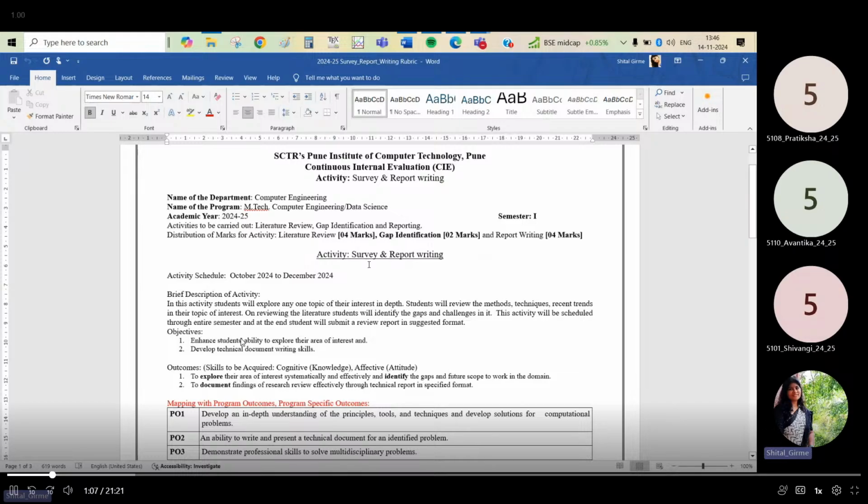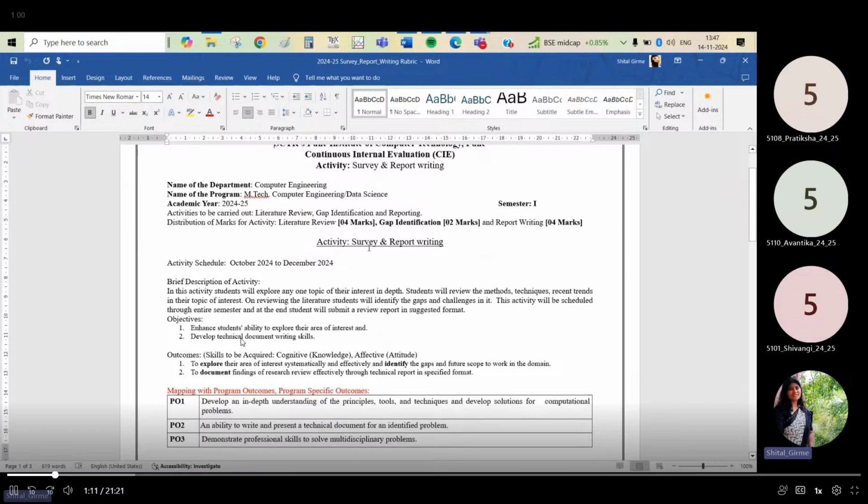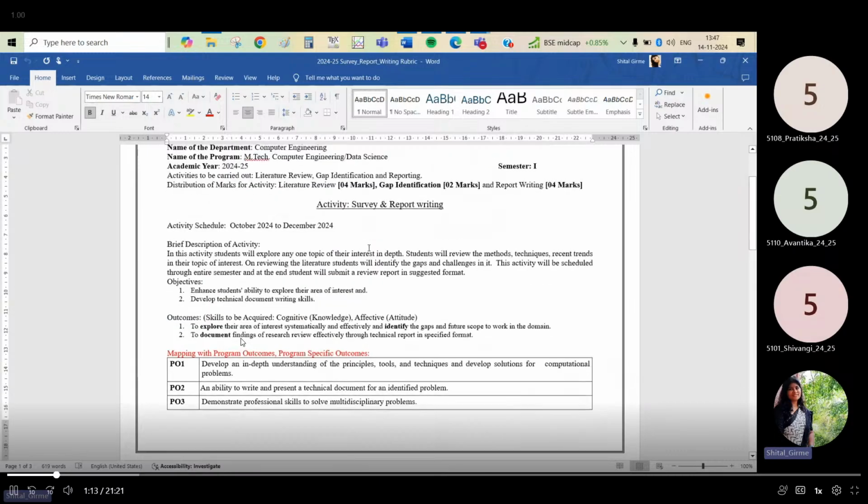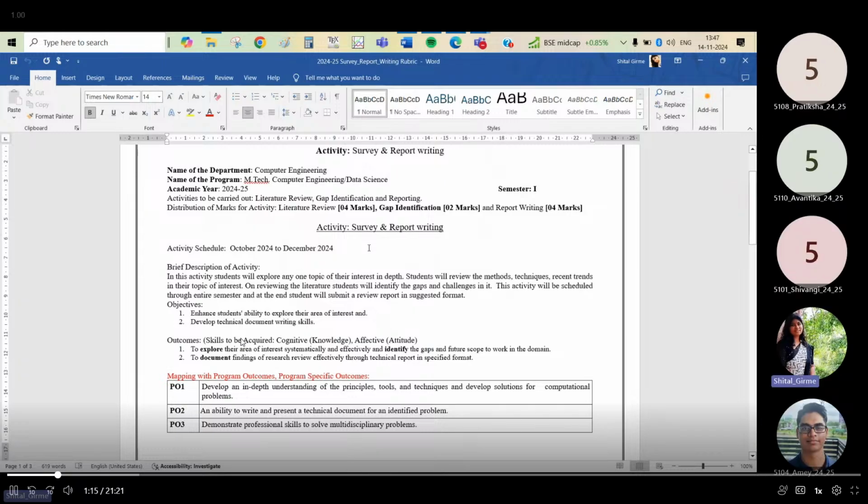So if you consider the survey and report writing rubric, then this is to be done for understanding the literature for the current research which is going on and identifying the gap in the research work which is getting done and writing a report about it. So you are expected to write literally a report in this, okay, after doing a survey, basically. So you are supposed to do the survey and then write the report.